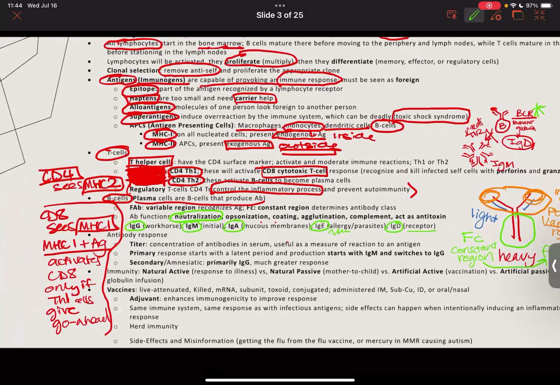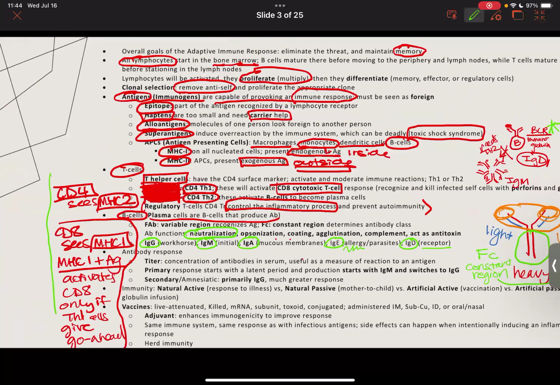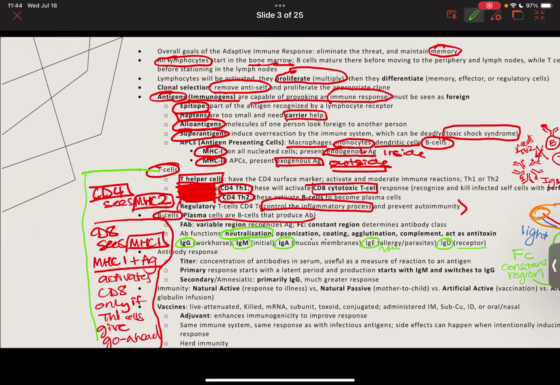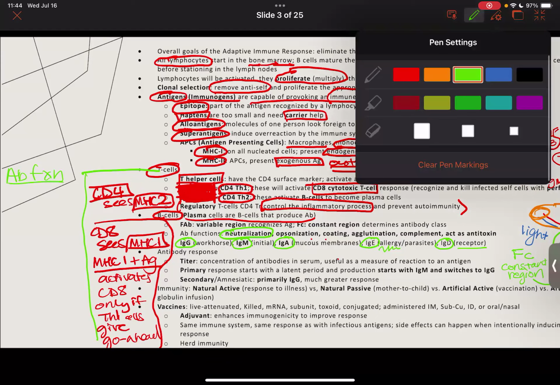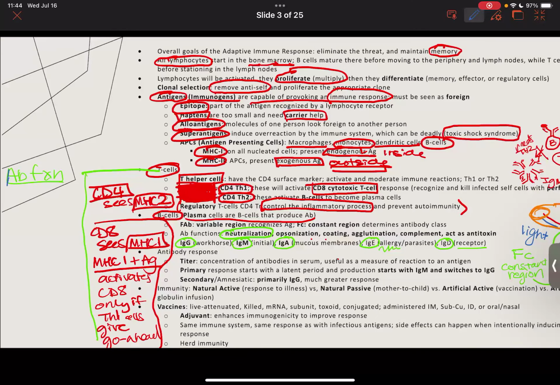See if I have some space. We'll do it up here. We'll do it off to the side over here by these guys. So antibody functions. I don't like this color. It's too light for me. We'll do blue instead. Antibody function. Hard for me to see it. All right, so our antibody functions.